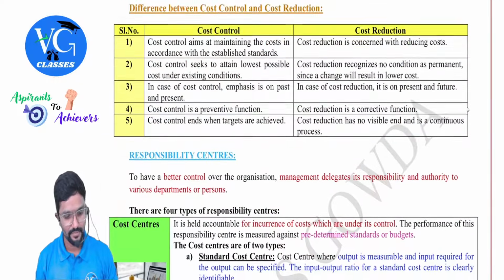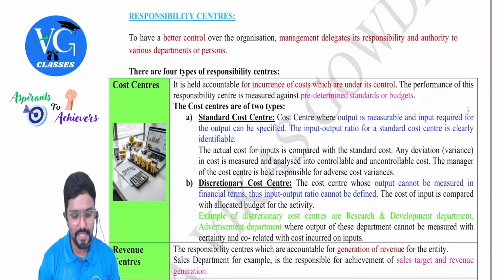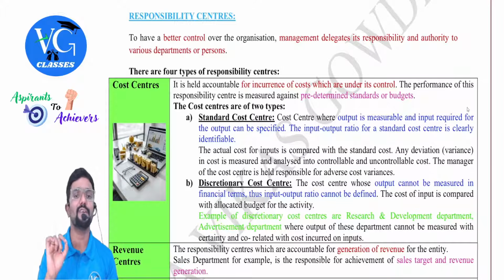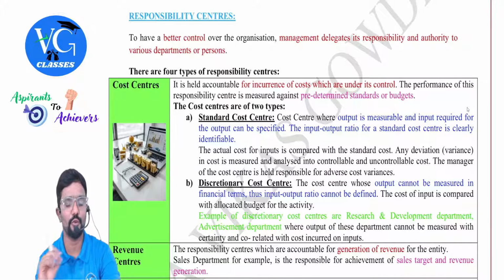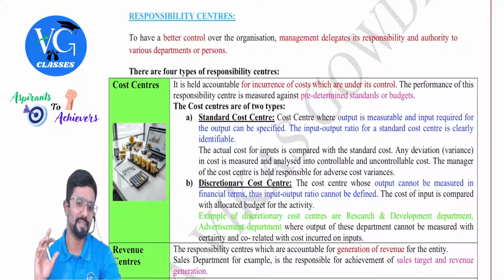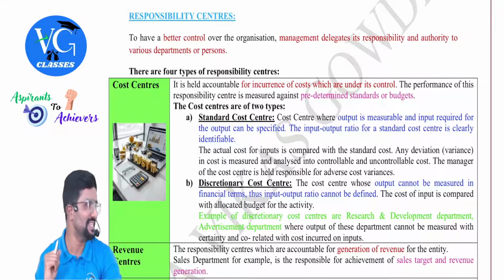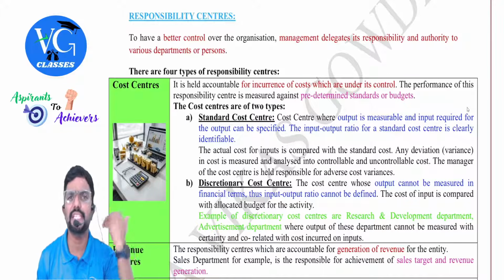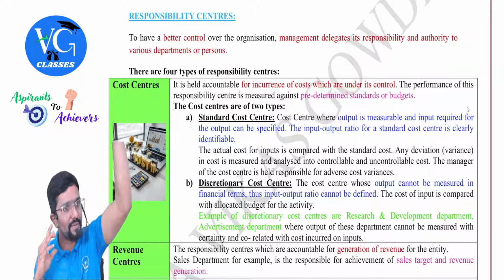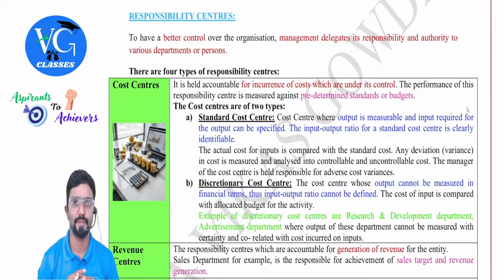Sure, this is done. Next, responsibility center. To have better control over the organization, management delegates its responsibility and authority to various departments or persons. Now, the owner himself cannot do everything in terms of business. So there will be a separate department to take care of each and everything. So the top level management will delegate their responsibility to others.